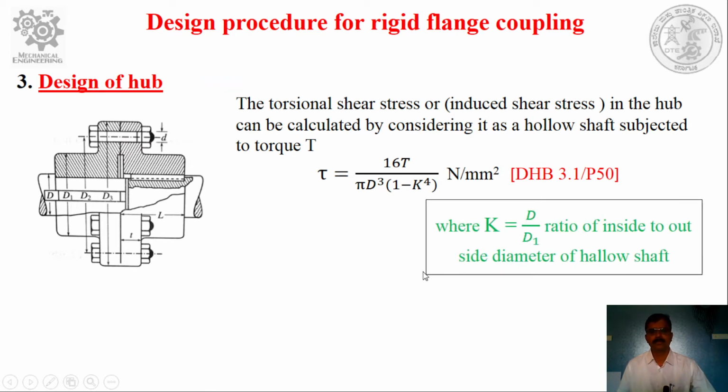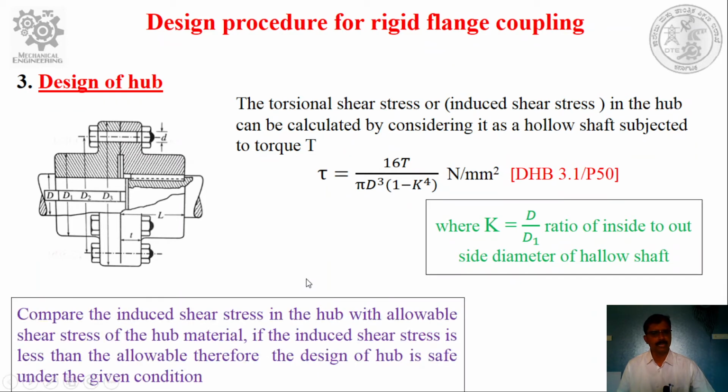Now where k is equal to d by d1, that is the ratio of inside to outside diameter of the hollow shaft. Now compare the individual shear stress in the hub with the allowable shear stress of the hub material. If the individual shear stress is less than the allowable, therefore the design of hub is safe under the given condition.